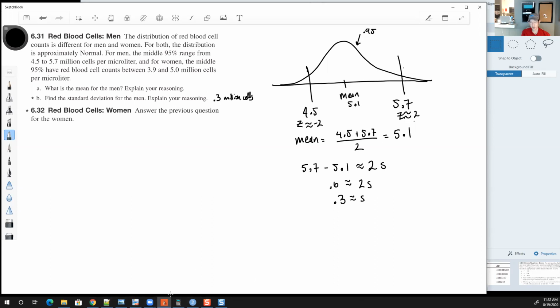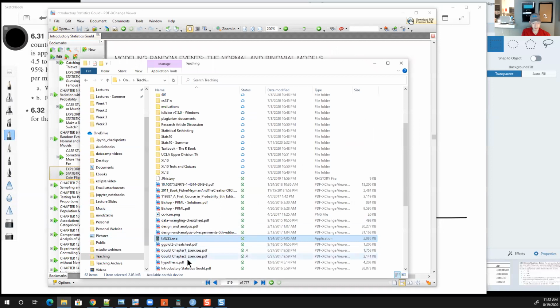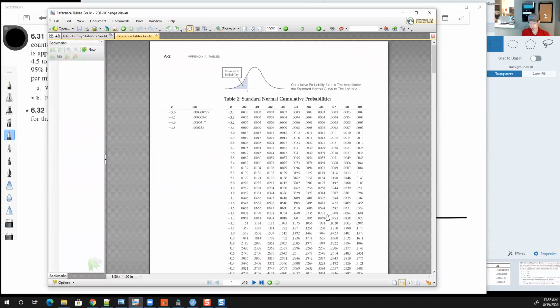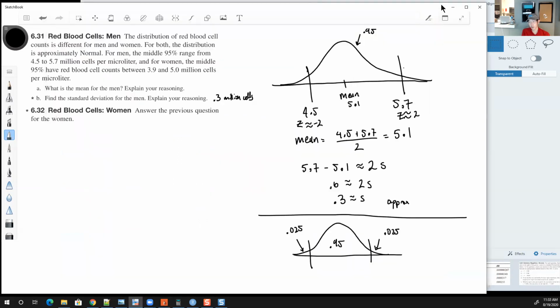If we wanted to be a little bit more specific, if we wanted a more precise answer, if we want the middle 95%, that means I would have 0.025 in this corner and 0.025 in this corner, and I would go to our Z table and look for the value that's closest to 0.025. 0.025 is right here at -1.96. So very close to -2, but -1.96.